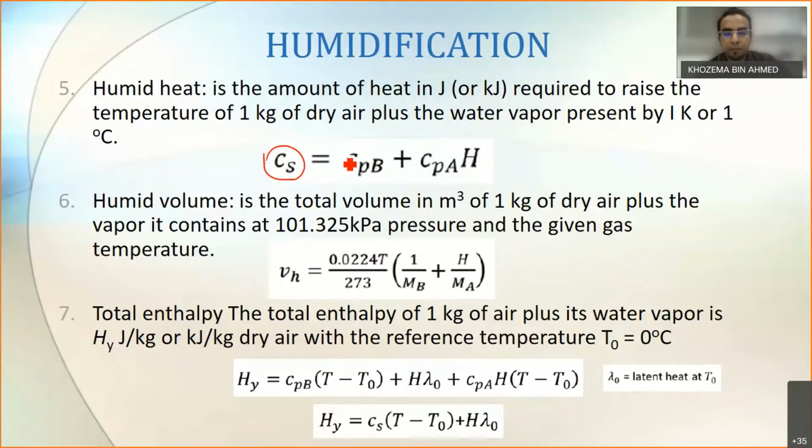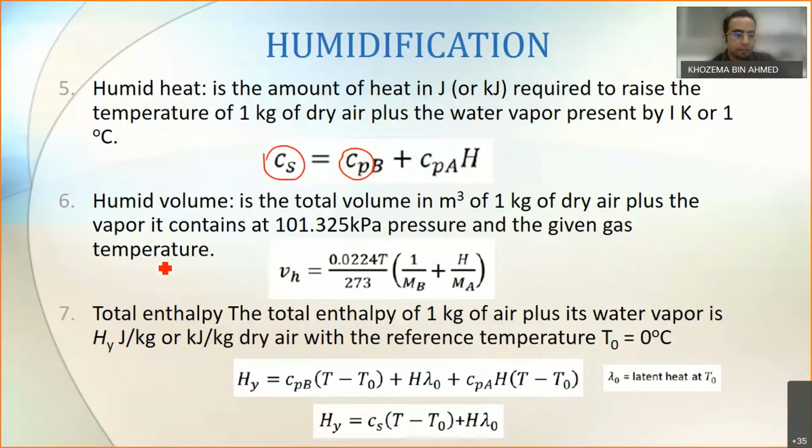Okay, so CP is the heat capacity, B is the symbol for air, so heat capacity of B plus heat capacity of A times the value of humidity. So once you have this, you'll get the total amount of humid heat that is required to raise the temperature of your dry air plus your water vapor.